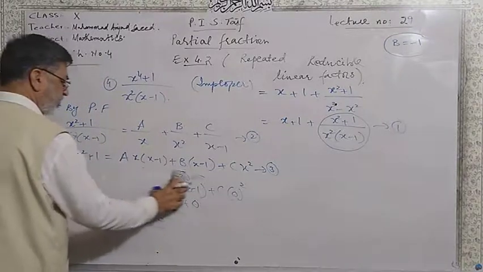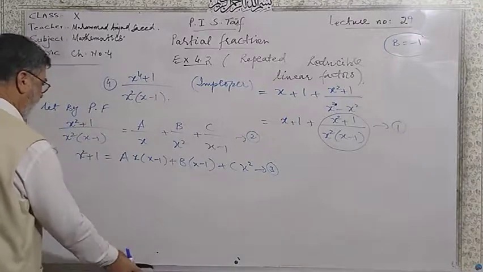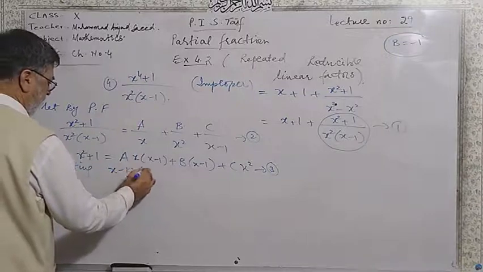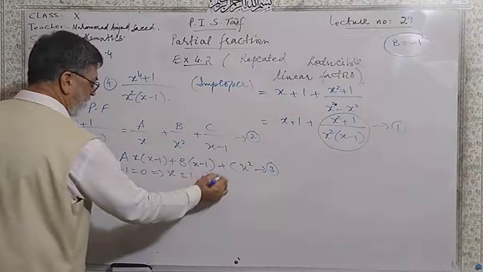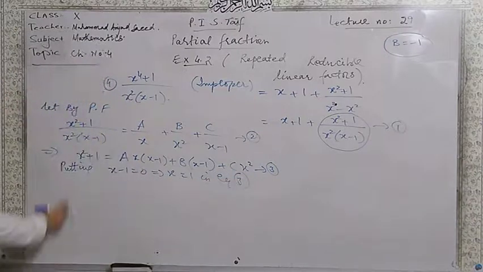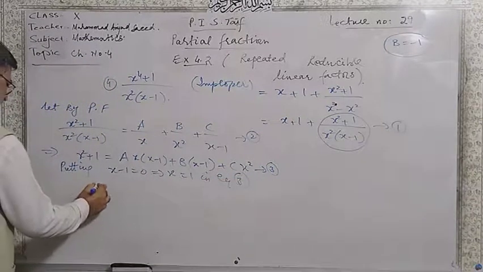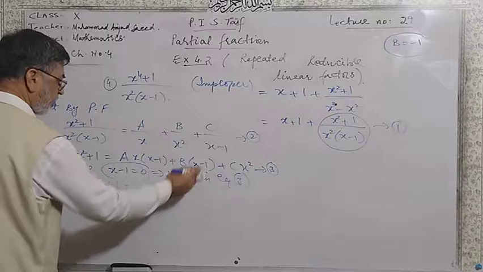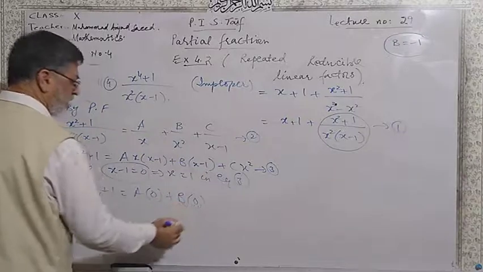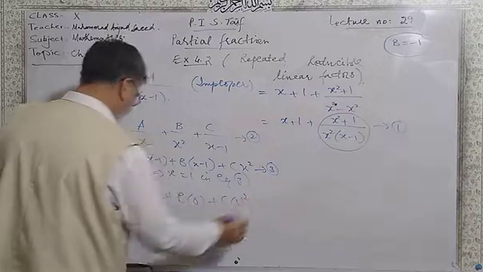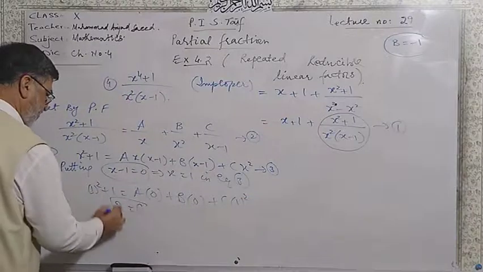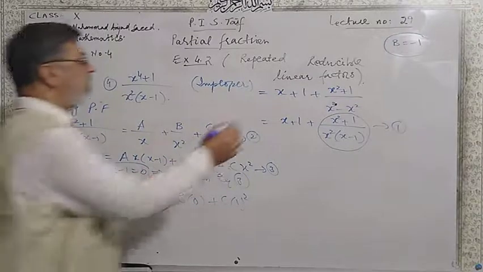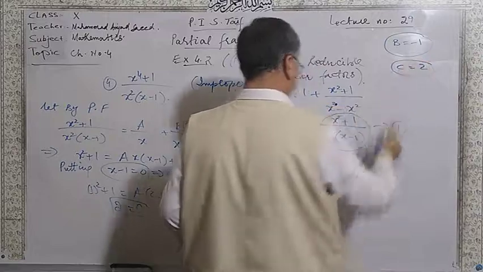After that, we will apply, putting x minus 1 is equal to 0 implies that x equal to 1 in equation number 3. Here is 1 square plus 1. A into x minus 1 is 0 here. Again x minus 1 is 0 with b, 0. C into 1 square. That is 2 is equal to c. 1 square is 1, 1 plus 1 is 2. So we have c is equal to 2.